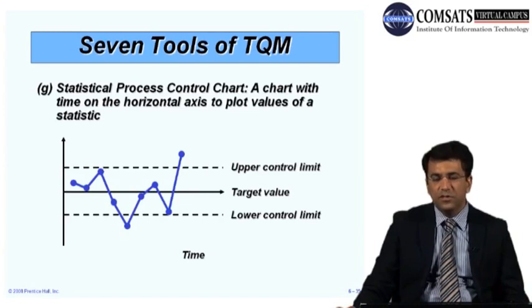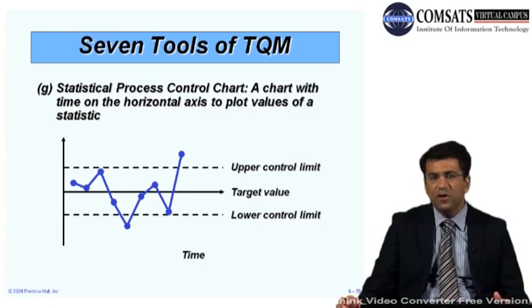Next is the statistical process control. It is a chart with time on the horizontal axis to plot the values of our statistics. Now again, as its name shows, that is the controlling chart. Again, controlling is what? We'll have to find out the difference between the actual value and the desired value, and then we'll have to take the corrective action.